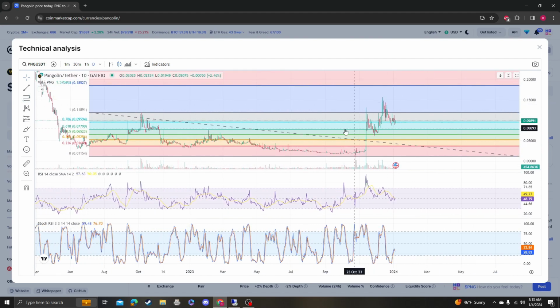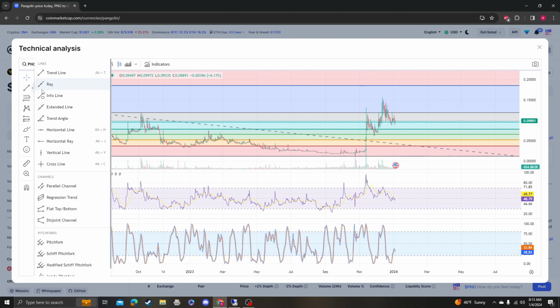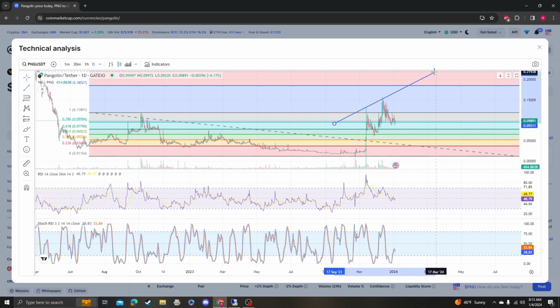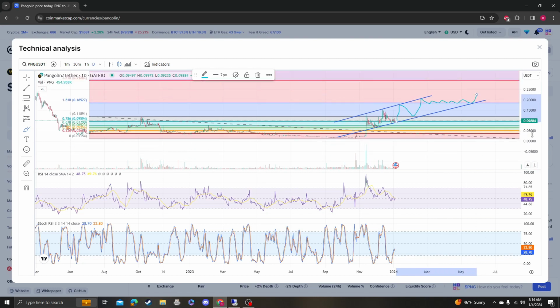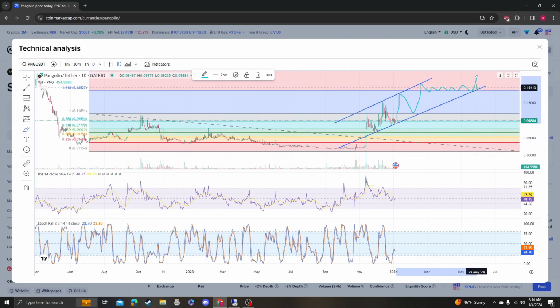be 18 cents, which makes sense because it probably looks something like this, honestly. Right? Where, you know, it tags this, goes here, bounces from the one, and then breaks, followed by a move up. That's in play right now. So yeah, I mean, we'll take it.